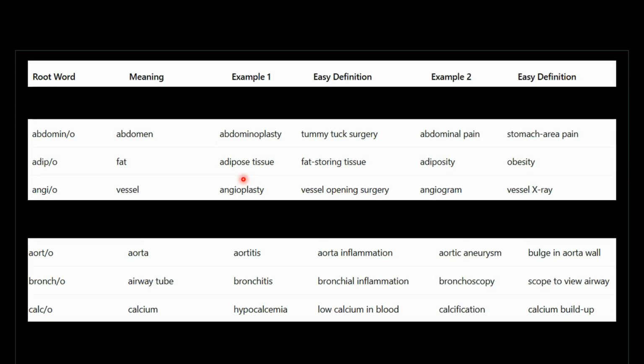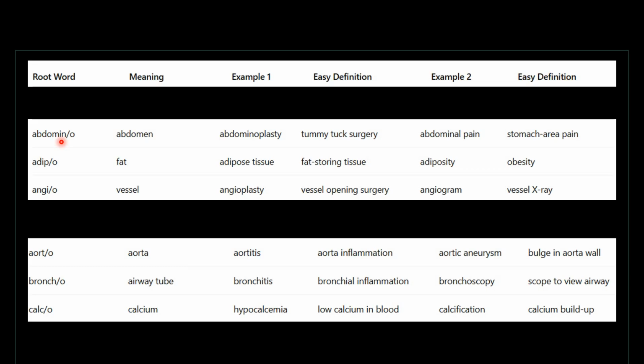So the first root word for the day is abdomen, or abdomino. For example, abdomen. Abdomen or abdomino both denote information related to the abdomen, as the name sounds. Let's see the examples one by one. The first example is abdominoplasty. Abdominoplasty is nothing but a tummy tuck surgery.